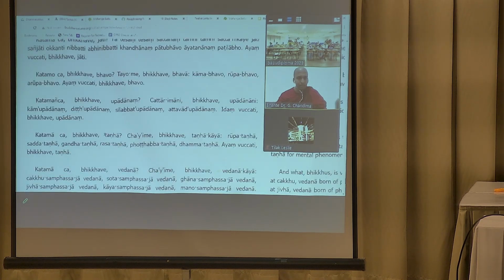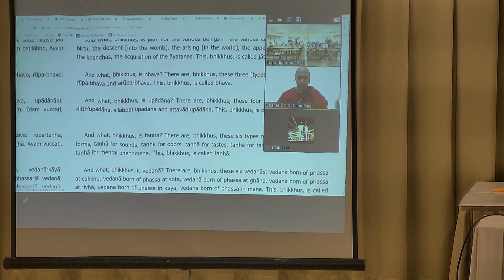Katamā ca bhikkhave taṇhā, cha ime bhikkhave taṇhākāyā: rūpa taṇhā, 1. Sadda taṇhā, 2. Gandha taṇhā, 3. Rasa taṇhā, 4. Phoṭṭhabba taṇhā, 5. Dhamma taṇhā, 6. Ayaṃ vuccati bhikkhave taṇhā. See the meaning? And what, monks, is tanha? There are these 6 types of tanha: tanha for rupa, tanha for sounds, tanha for smell, tanha for taste, tanha for contact, tanha for our thoughts.